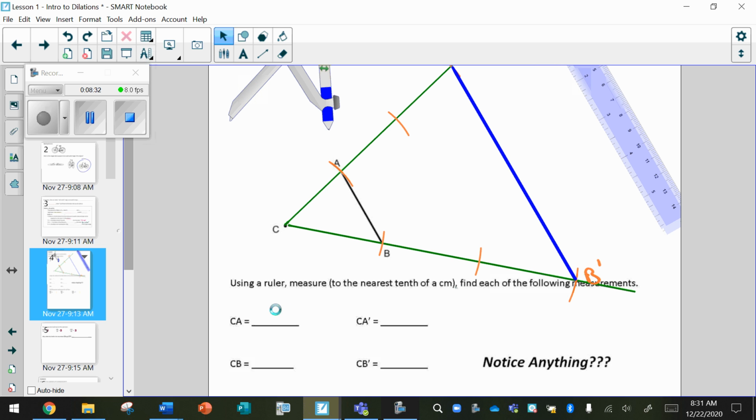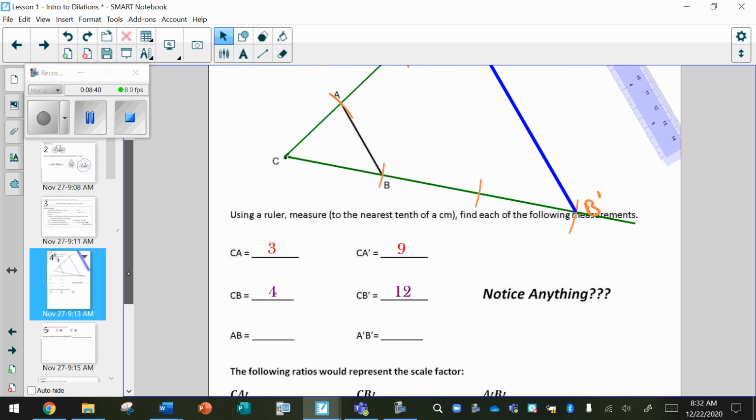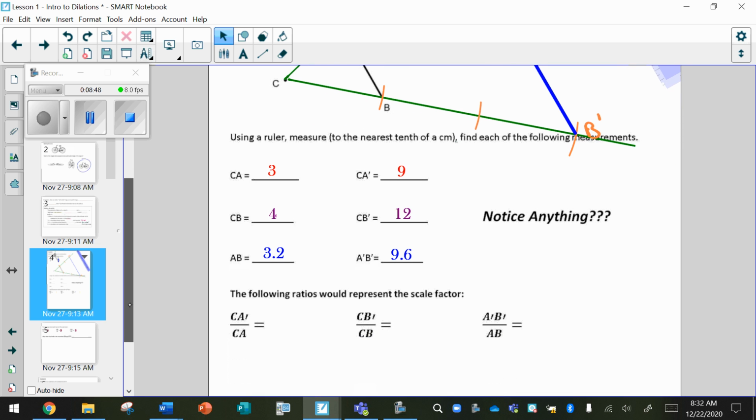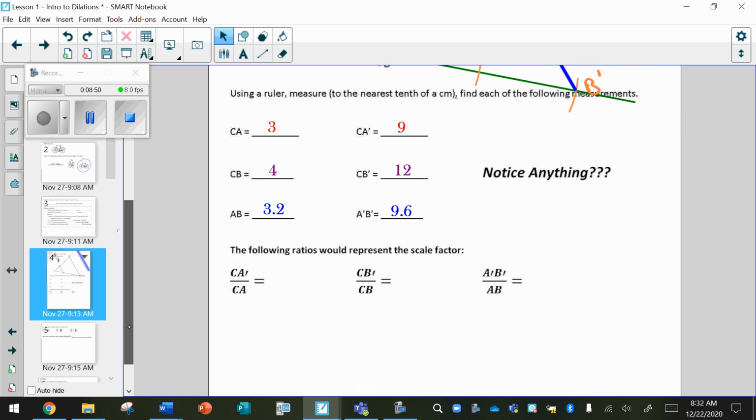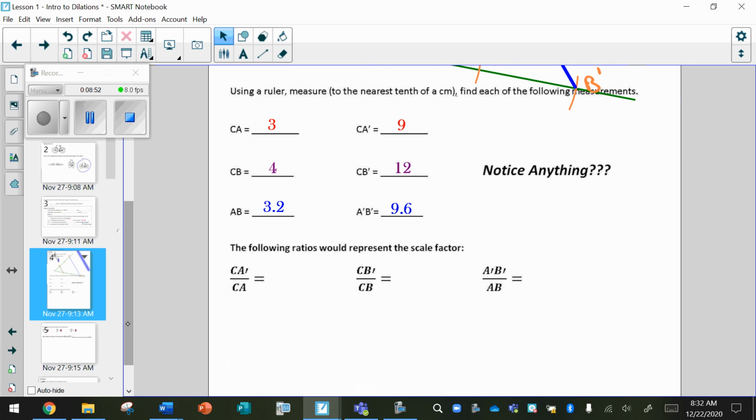So what we should have seen from your measurements, and yours might be a little bit different from mine, which is okay. But what you may notice is it's the same ratio, which is exactly what should happen because the dilation takes all your lengths and multiplies them by the same number to get to the new lengths.